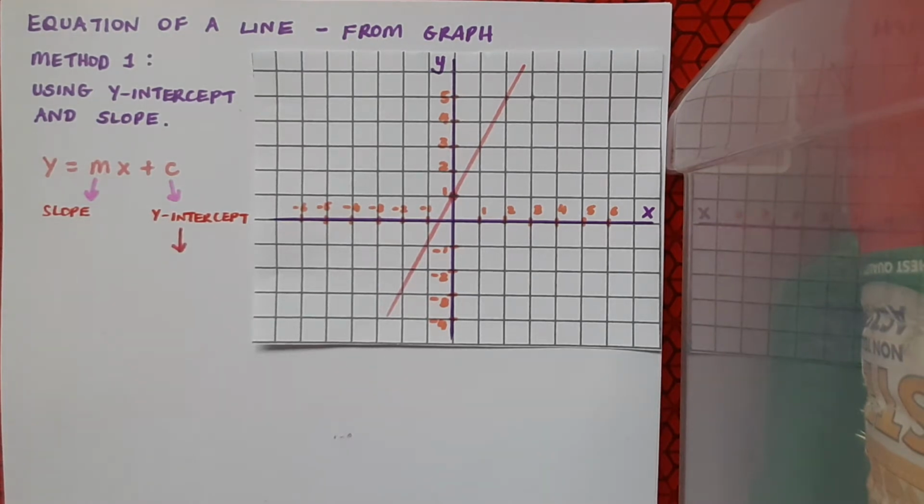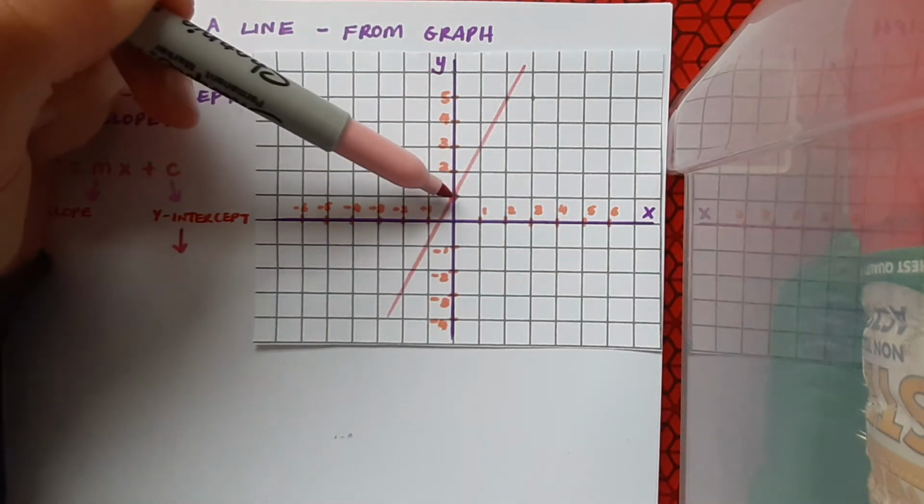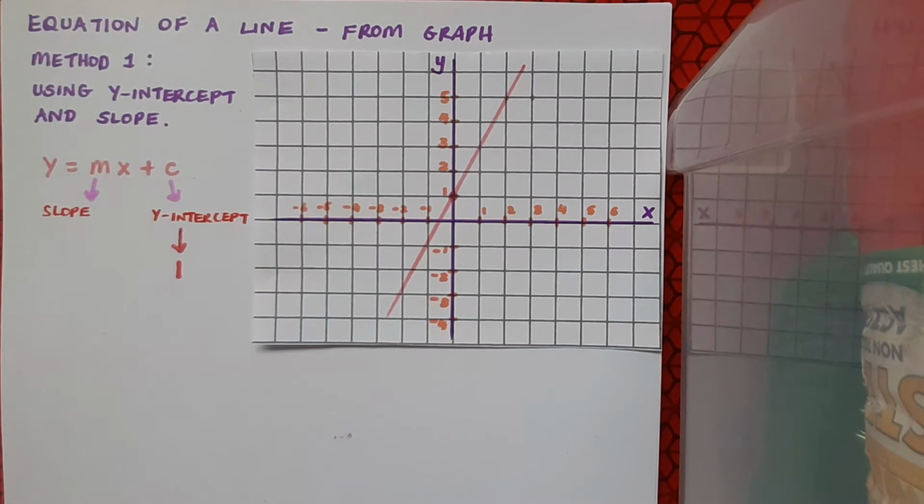When I look at this diagram, it's very easy to see the y-intercept. The y-intercept is just the number that the line passes through on the y-axis, and this line here is clearly passing through the point 1. So I've got a y-intercept of 1 in this case.